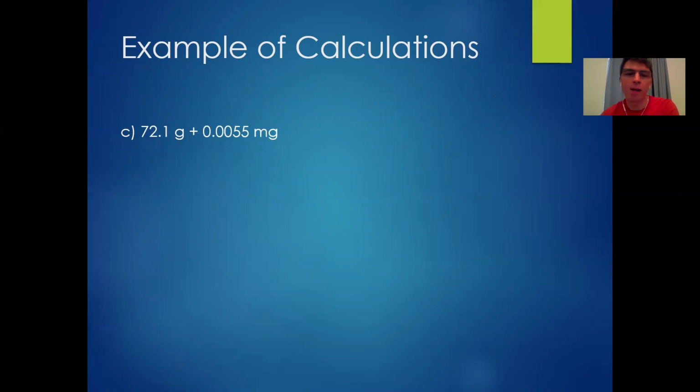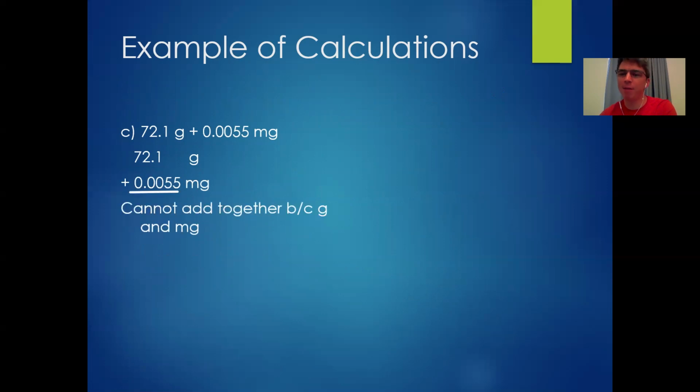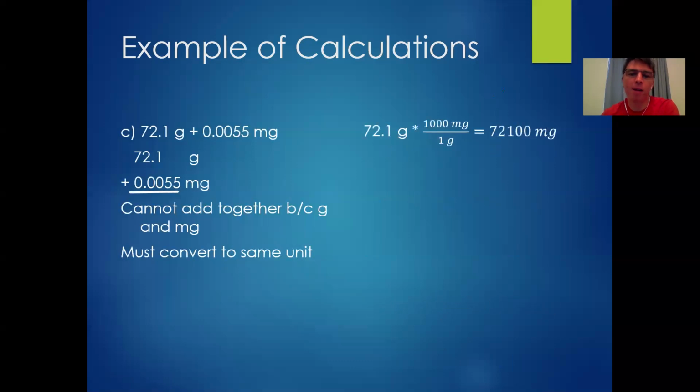So here's why units matter. 72.1 grams plus 0.0055 milligrams. So first and foremost, if those units are different, you cannot add them together. To add or subtract, they must be the same unit. So we need to convert them to the same unit, and this is where dimensional analysis comes in. So you can convert either the grams to milligrams or the milligrams to grams. I prefer going grams to milligrams in this case.